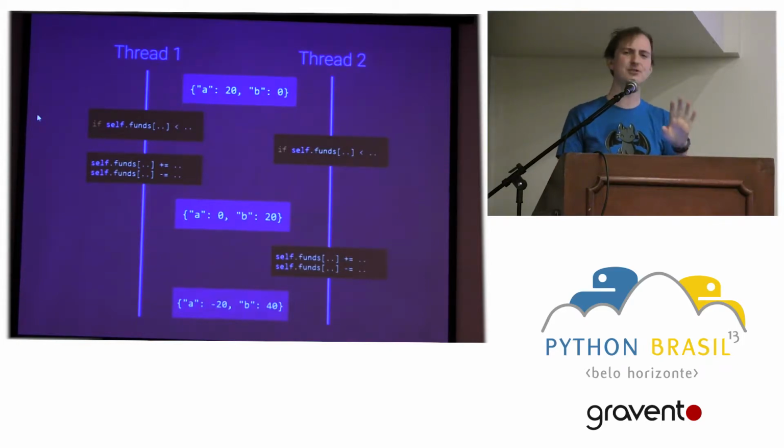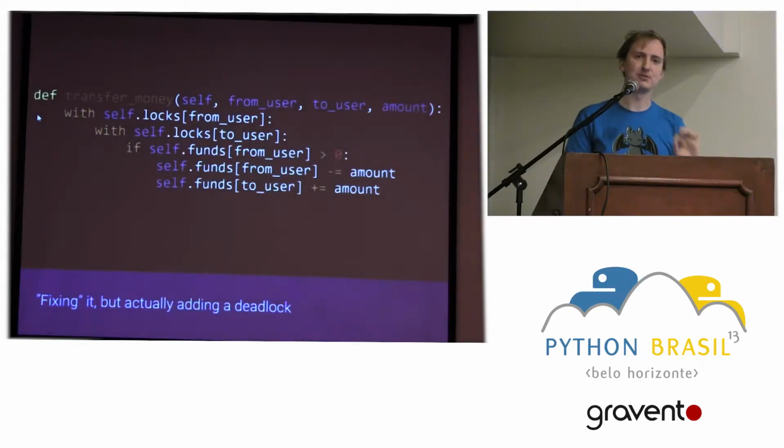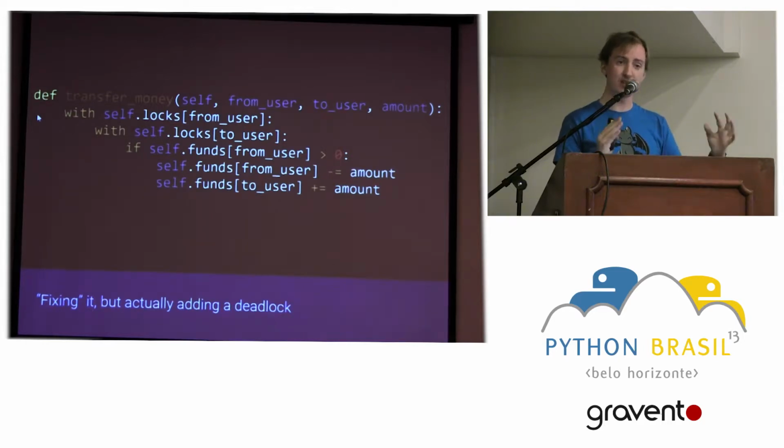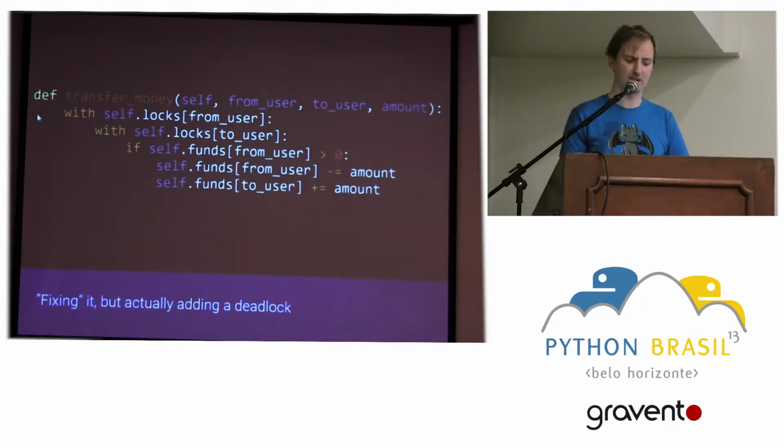So let's try and fix it. Let's put some locks in. If you don't know what locks are, it's a way of saying only one thread can get in here at once. So you have a with statement, and when you get to the with, one of the threads gets to go in, the other one waits for the first thread to get out, and then it comes in again. It's a very good basic way of doing safe programming.